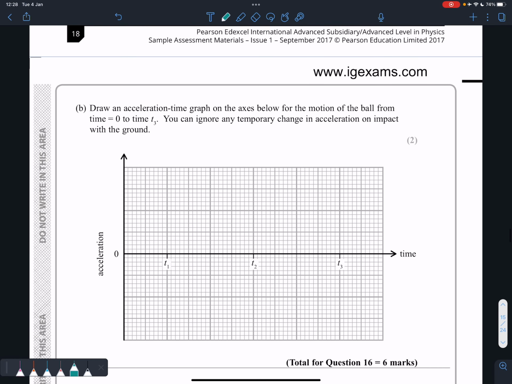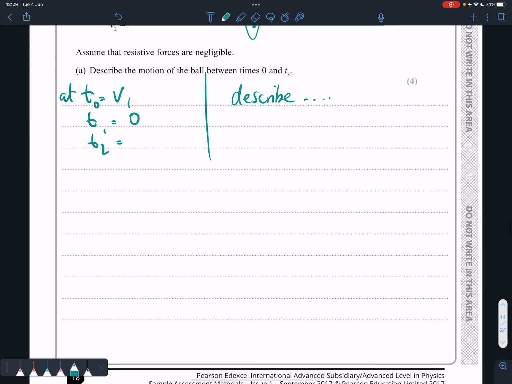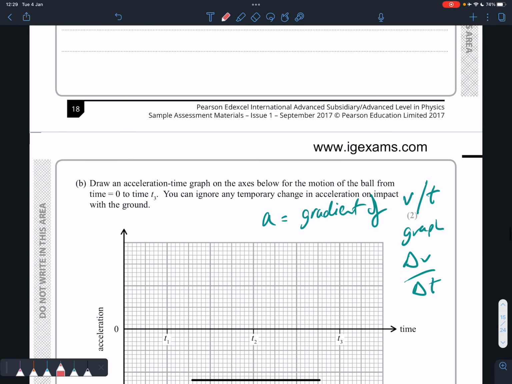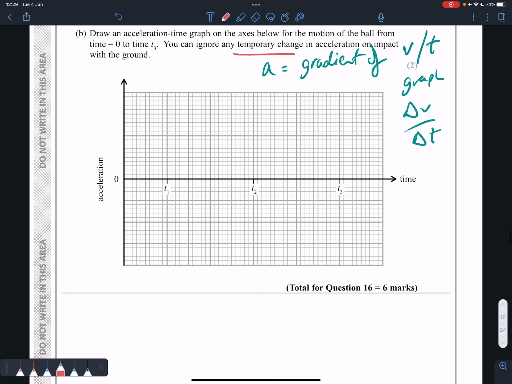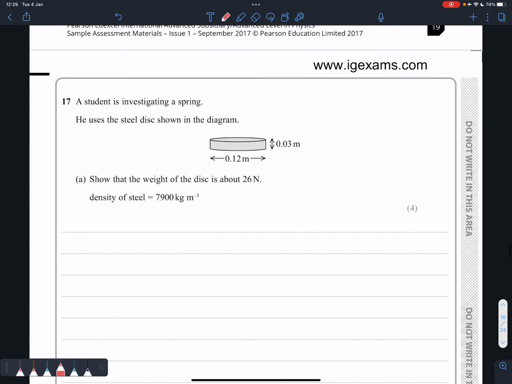Now, you draw an acceleration time graph on the axis below for the motion of the ball. Acceleration time graph. This is interesting. A bit of a trick thing to remember here is that acceleration is the gradient of the velocity time graph. So it's the change of velocity over the change in time. And notice the gradient does not change. The slope, if you ignore this bit, which it does say to ignore, ignore any temporary change, it's the slope. The slope's always the same. 2 marks for that bit.